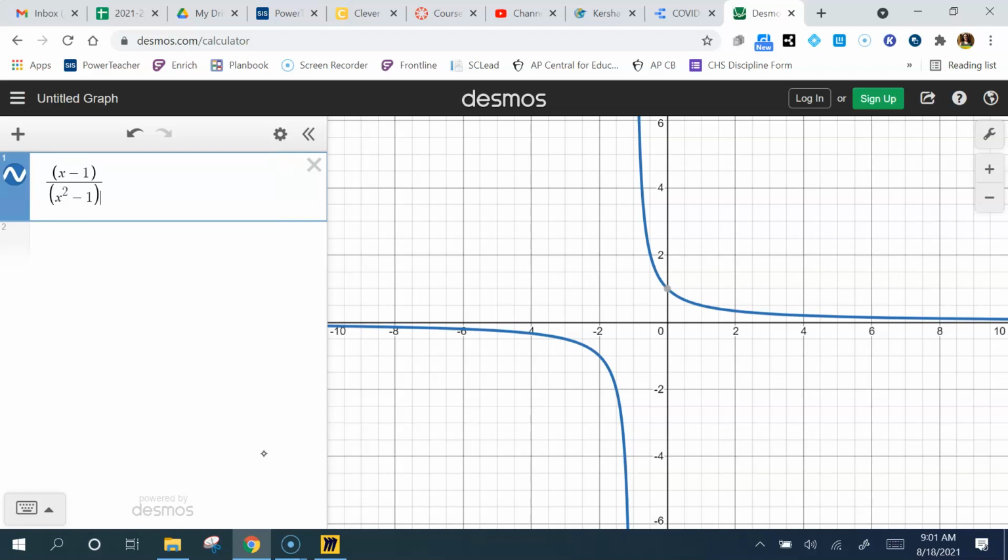Right. The first thing you always do is set that denominator equal to 0 and find those points. Find what x is undefined. It's undefined at 1 and negative 1. And then I decide what kind of undefined it is. Is it an asymptote or is it a hole? It's a hole if it cancels. It's an asymptote if it doesn't.